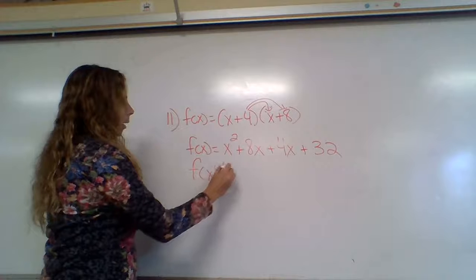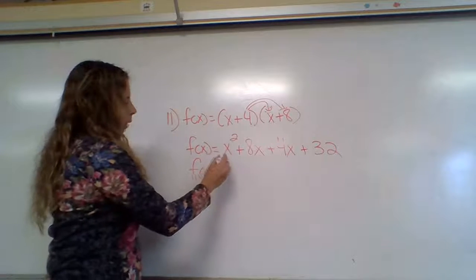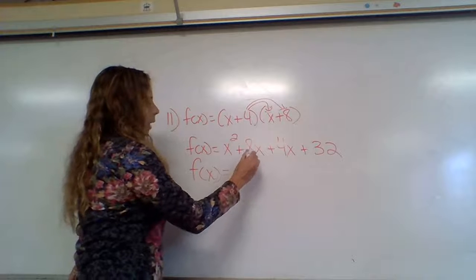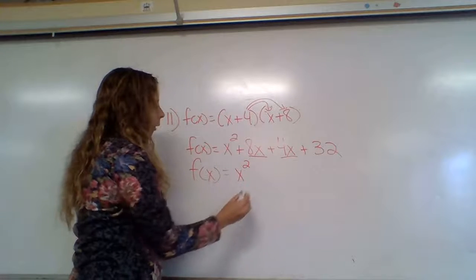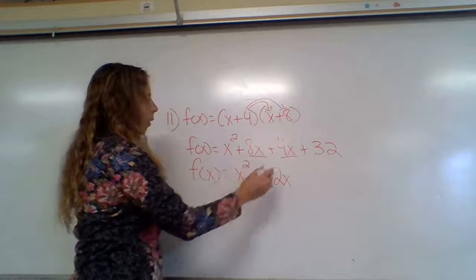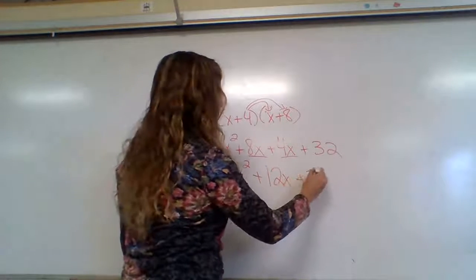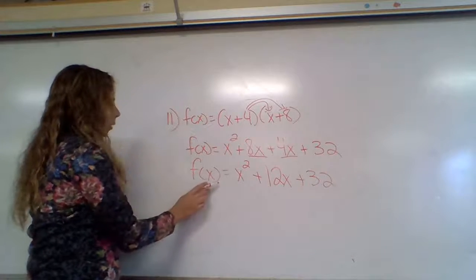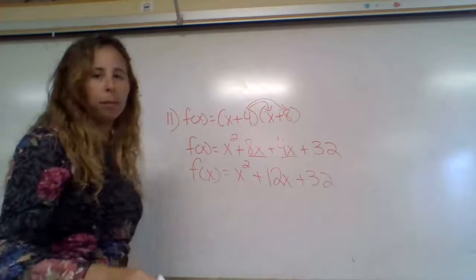Don't stop there. Combine your like terms. X squared, rewrite. But then I have two things that have an x, so I can add those together. That's 8x plus 4x is 12x plus 32. So factored form, standard form, and you're done.